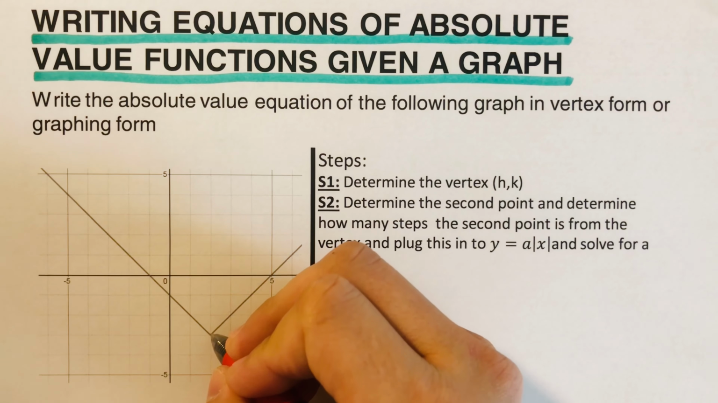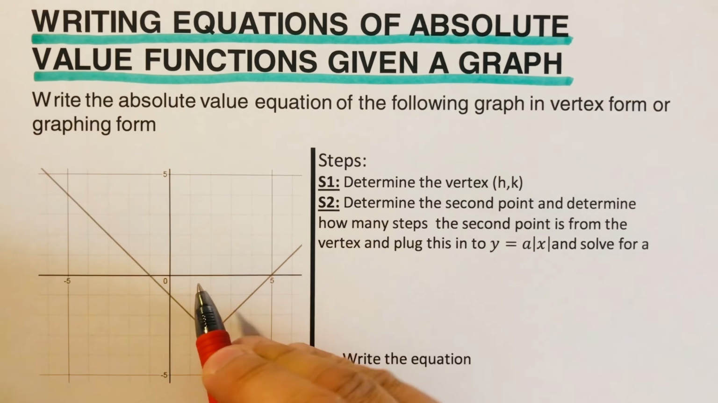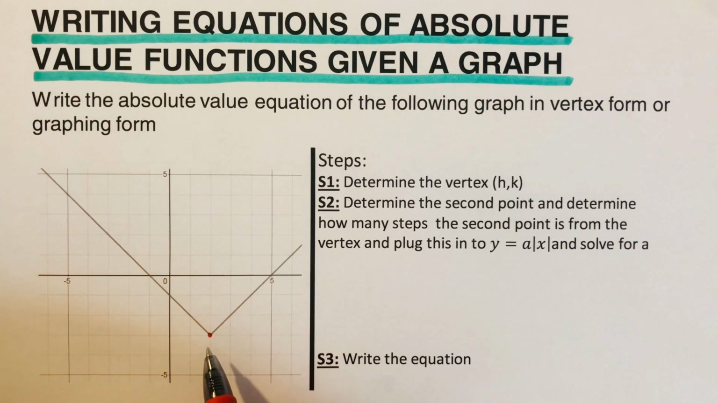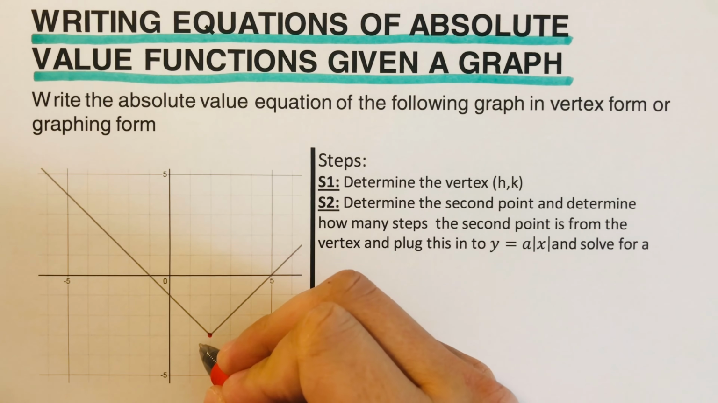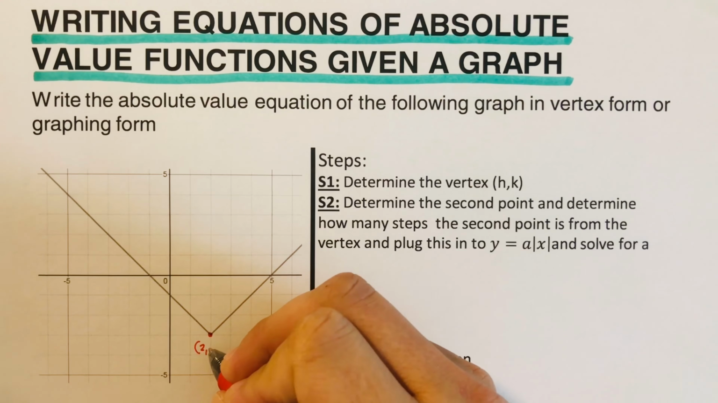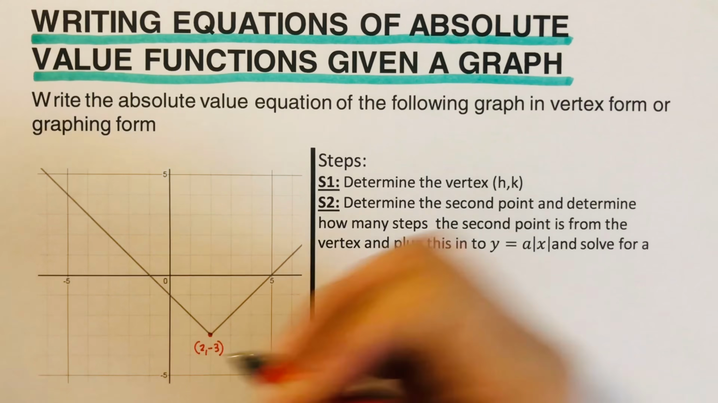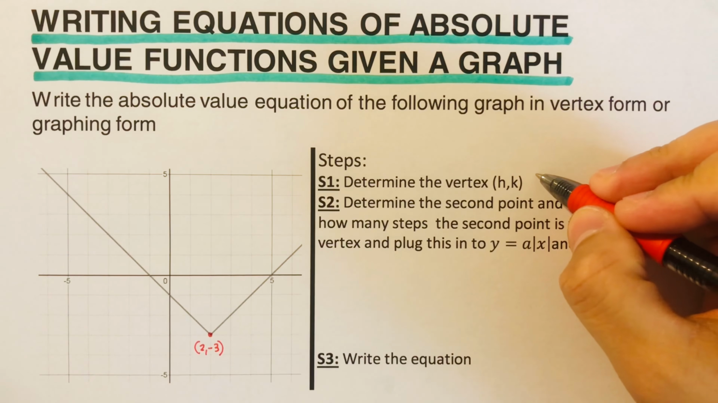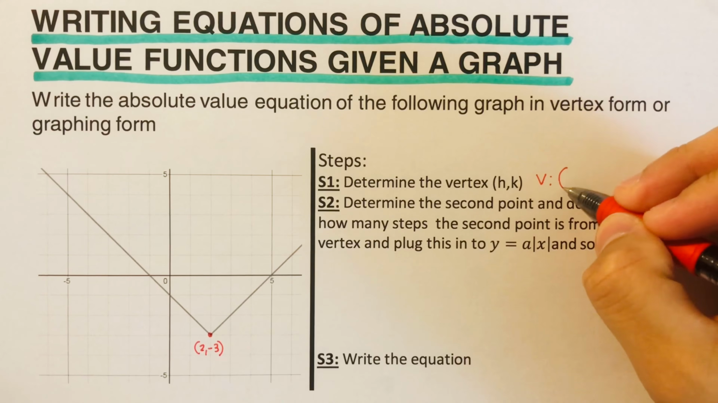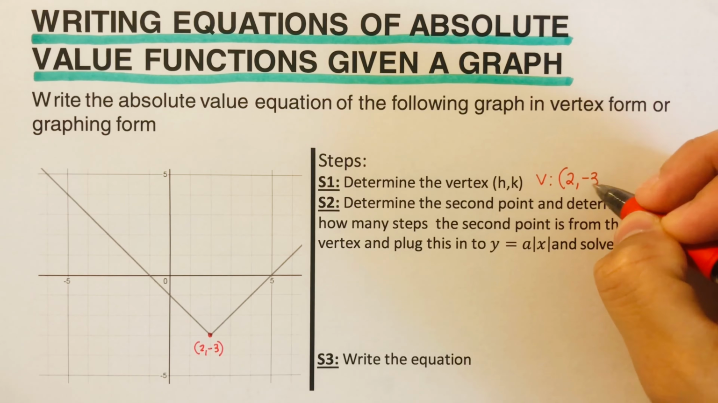So this is our vertex right here. This one is 2 and negative 3. Okay, so that's the vertex. We can write that over here. Our vertex is 2 and negative 3.